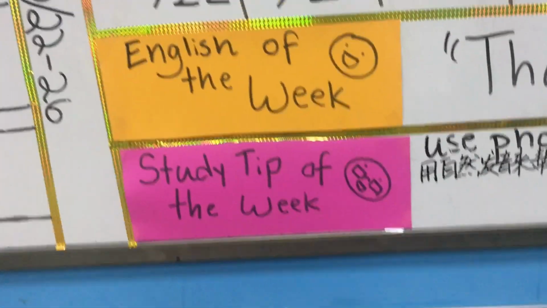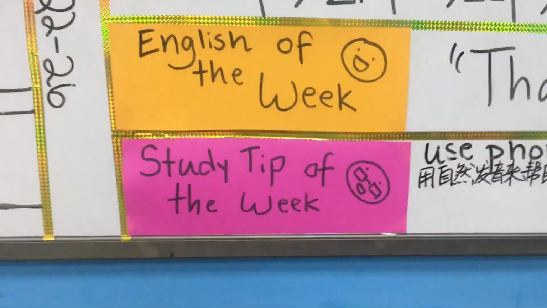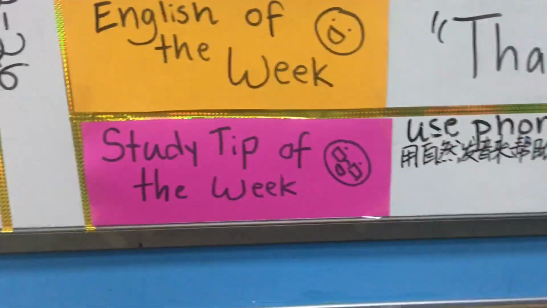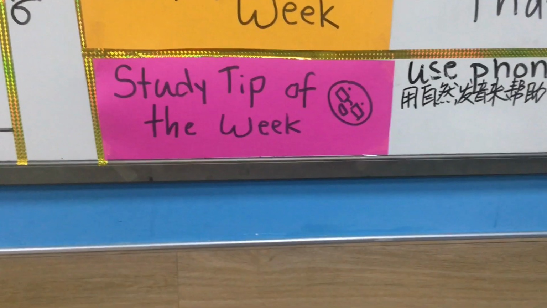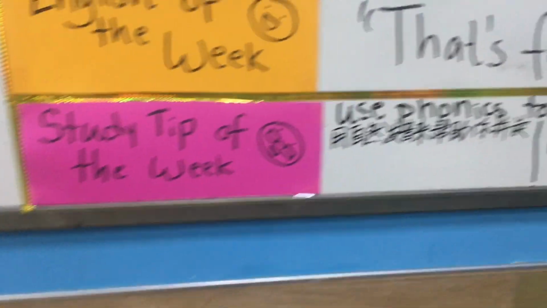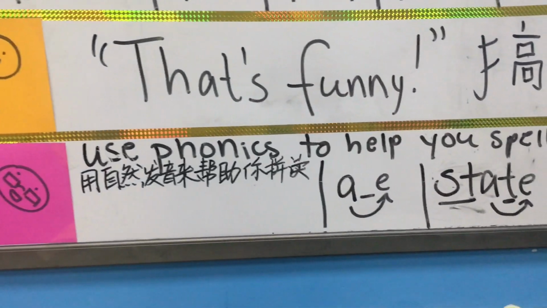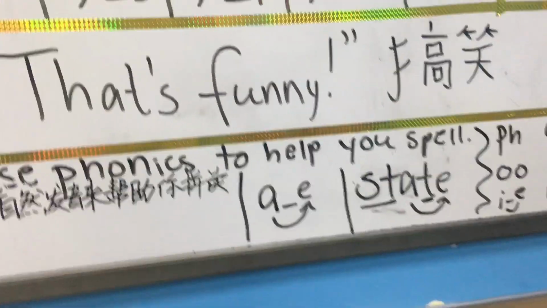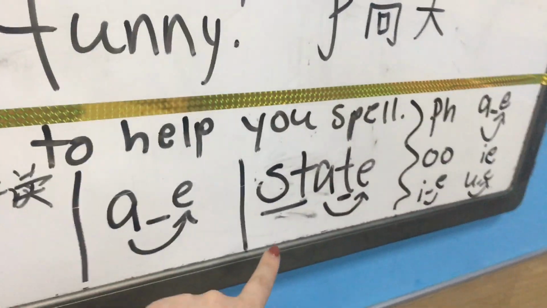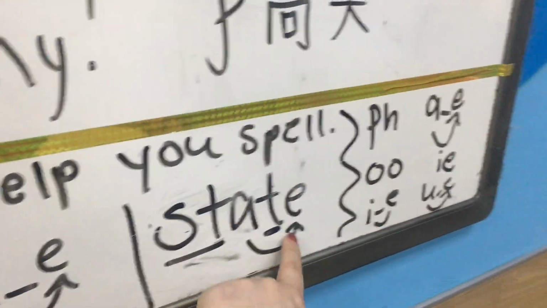Then we have our study tip of the week. Our study tip of the week is similar to our English of the week, where our study tip will be a new way to help you study at home, since some kids haven't learned how to study yet. So our study tip of the week is use phonics to help you spell. So you have the magic E, A, and then you have a consonant cluster, A and a T.